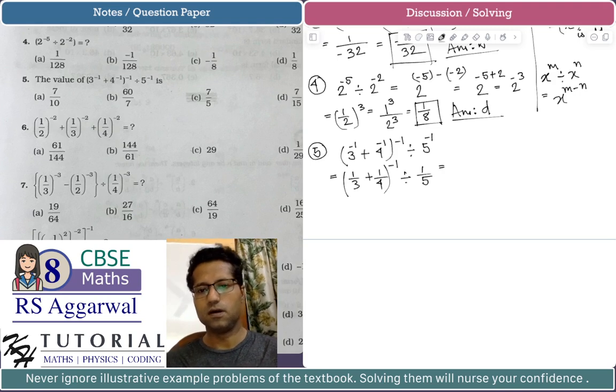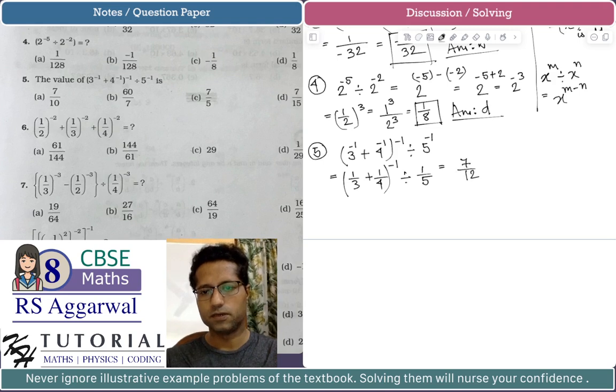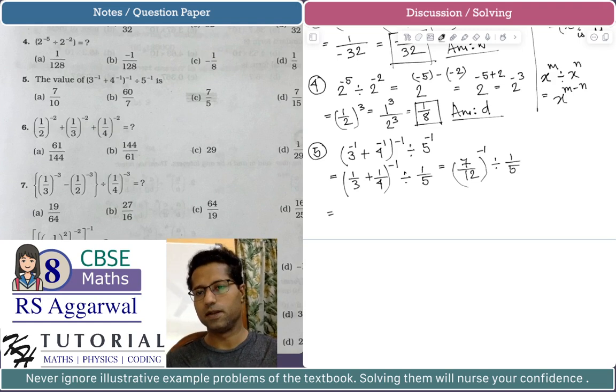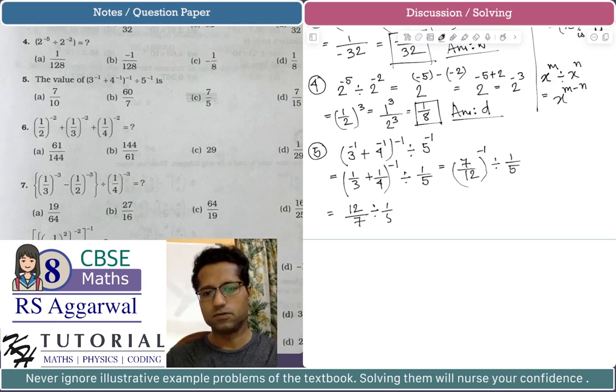Now this is equal to 1 by 3 plus 1 by 4, which is 7 by 12. This raised to the power minus 1 we have divided by 1 by 5. Now 7 by 12 raised to the power minus 1 means the reciprocal of 7 by 12, which is 12 by 7. And this is divided by 1 by 5. So we have division of two rational numbers, and we know from the definition of division of rational numbers, using multiplication and the multiplicative inverse, that this is nothing but multiplied by the multiplicative inverse of 1 by 5.